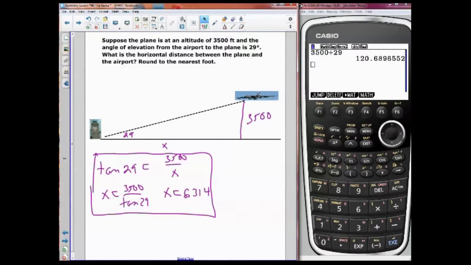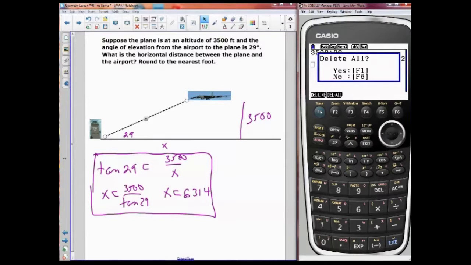Now watch what happens when the plane gets closer. It's going to do a flyby. It's not going to drop in altitude. So we're going to change this angle, and the angle gets bigger. So let's say this is 35 degrees now. I'm just going to take out this 29 and put in 35. Look here at what I did in the calculator. Originally we had 3,500 divided by tangent of 29, and it came up to this.